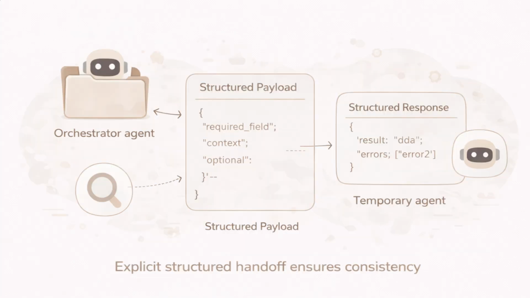When the orchestrator delegates work, it sends a structured payload and expects a structured response. The handoff should define required input fields, expected output structure, and what happens if data is missing. If this is not explicit, the workflow will be inconsistent.